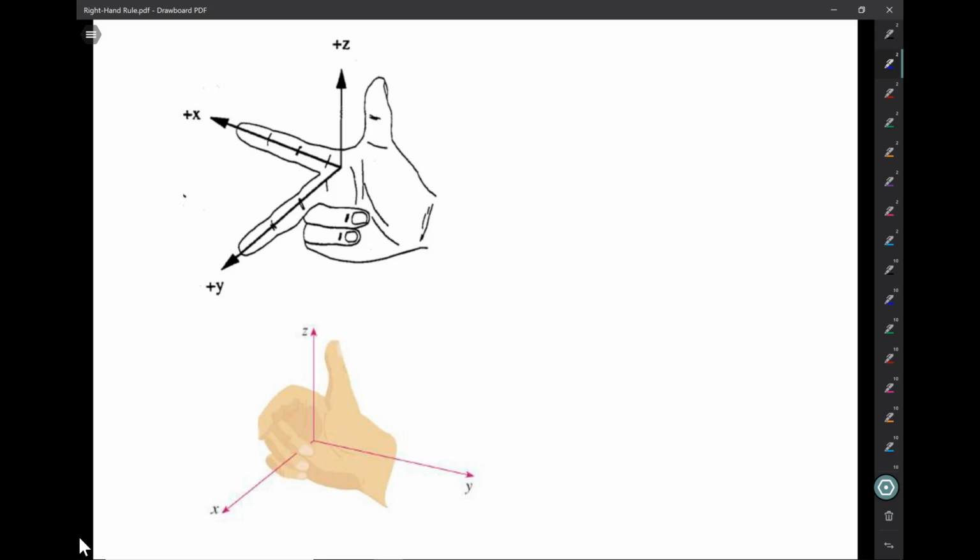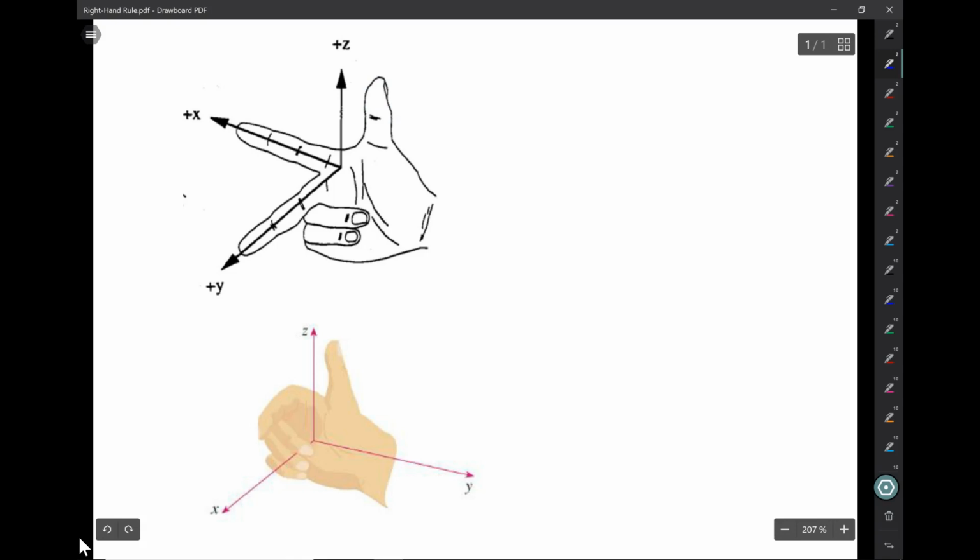So the idea with the orientation of the axes is, again, your pointer finger is pointing in the direction of the positive x-axis. Your middle finger is pointing in the direction of the positive y-axis. Your pinky and ring finger are just tucked away. We don't really need those. And then you have your thumb pointing up in the positive z direction.